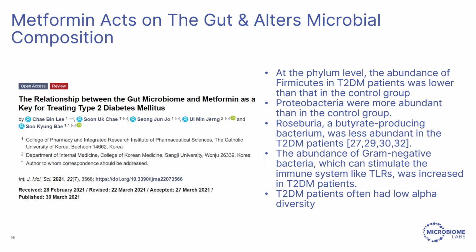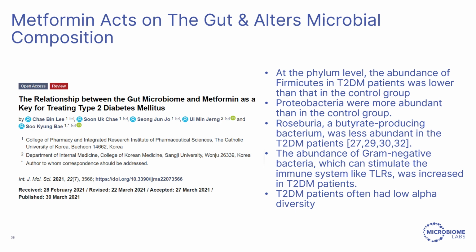Researchers have dug a bit deeper on the relationship between the gut microbiome and metformin. When they looked at the microbial mapping of patients who were type 2 diabetics, they found that at the phylum level, these patients had fewer Firmicutes than the control group. They had more Proteobacteria than the control group, and they had fewer amounts of butyrate-producing bacteria like Roseburia.